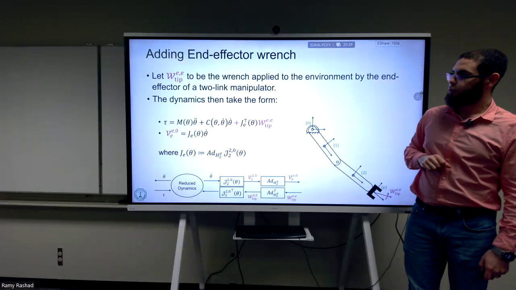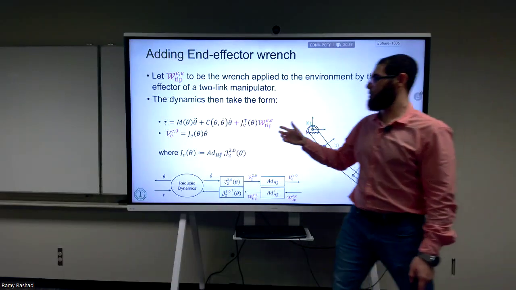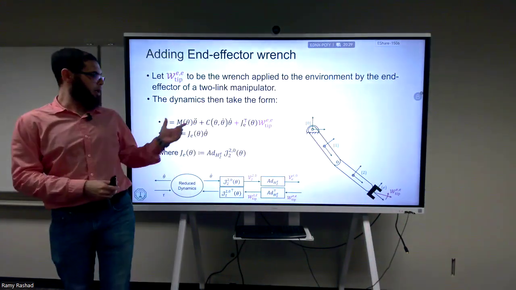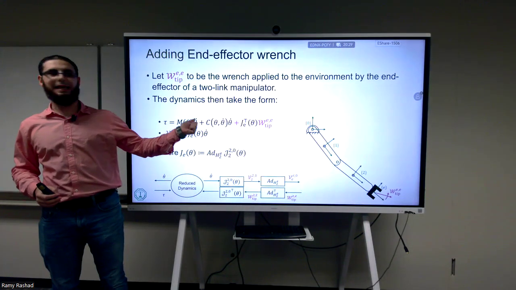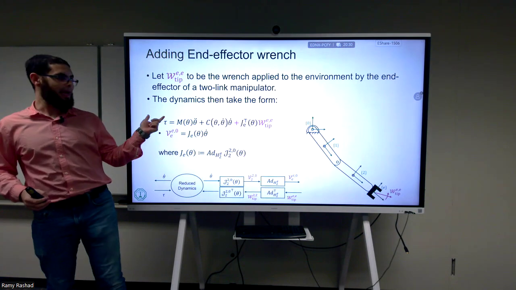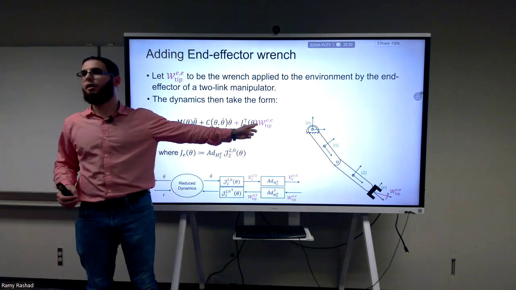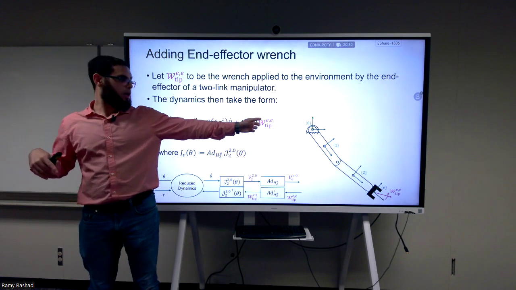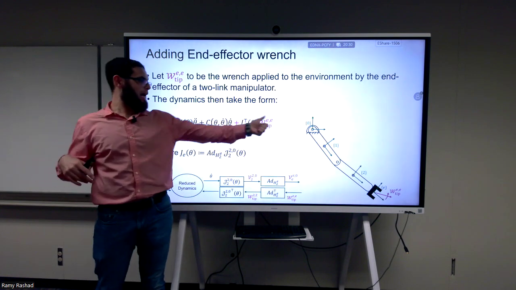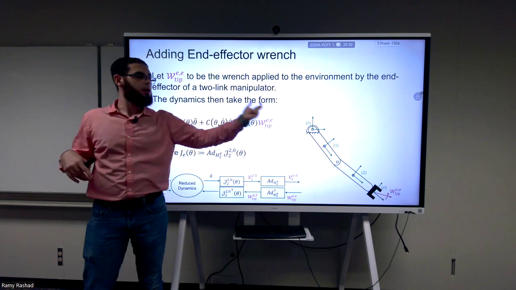So that's it. So now you see in the end, the manipulator equation is an equation in theta double dot that has as an input tau. It has here as an input also the wrench, any external wrench that you have. If you have gravity, you're going to add here the gravity terms.